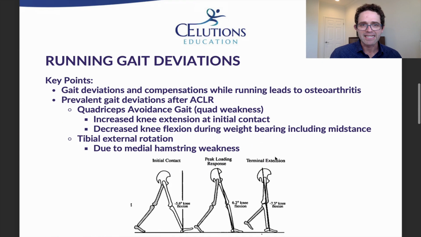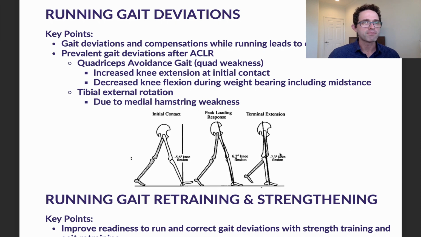Moving on to some of the running gait deviations that we have, we see patients presenting with several compensations after an ACL reconstruction, and some of those deviations are going to be related to the quadriceps. One of them in particular can be the quadriceps avoidance gait pattern, which would basically be a quadriceps weakness. And that's going to be an increased knee extension at initial contact, and that's going to be decreased knee flexion during weight bearing and especially during mid stance. So we don't see that they're sinking into their gait as much and that they're overcompensating by trying to extend their knee too much at the start of the gait pattern. That's essentially going to make it so the quadriceps don't have to work as much.